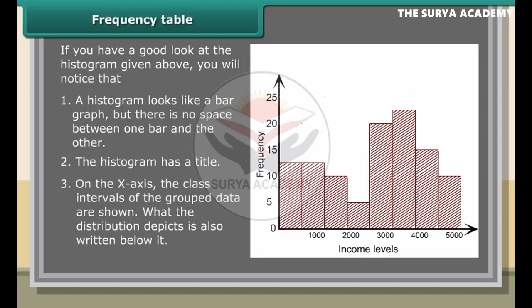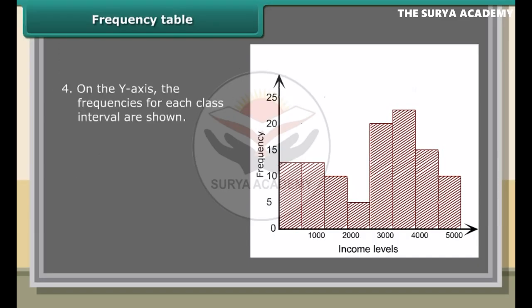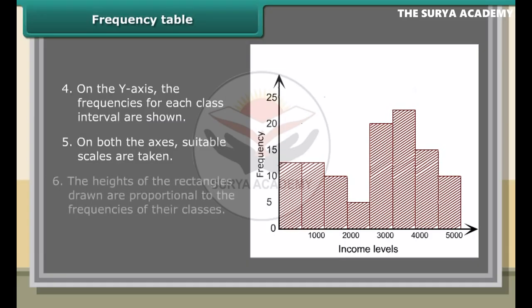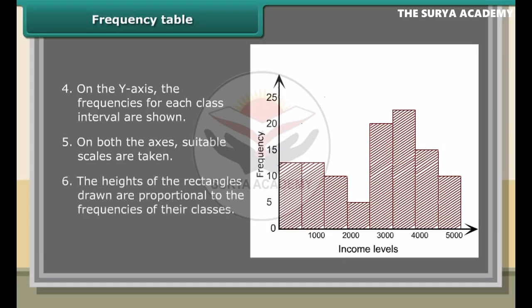What the distribution depicts is also written below it. 4. On the y-axis, the frequencies for each class interval are shown. 5. On both the axes, suitable scales are taken. 6. The heights of the rectangles drawn are proportional to the frequencies of their classes.